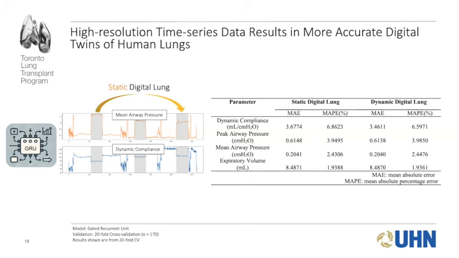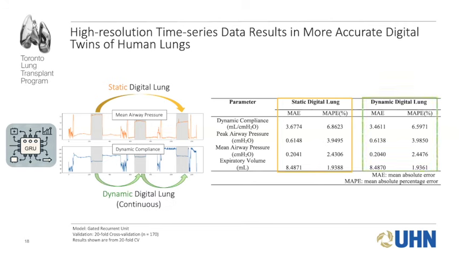So from the table, we can see that the GRU model, for both the static and dynamic, trained on this data showed improvement in forecasting performance for all parameters as compared to tabular data forecasting.